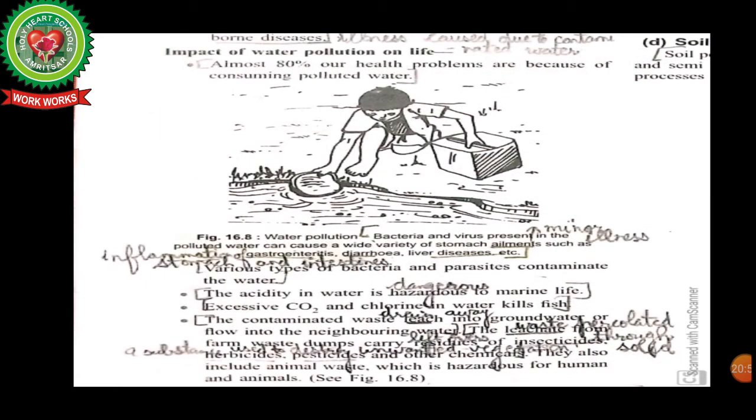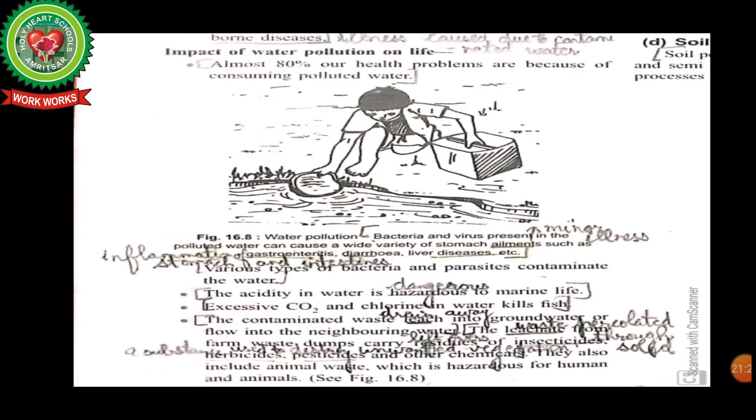Now, impact of water pollution on life. Almost 80% of our health problems are because of consuming polluted water. As you can see in this picture, the child is picking up the contaminated water. Bacteria and viruses present in the polluted water can cause a wide variety of stomach ailments. Now, what do you mean by ailments?